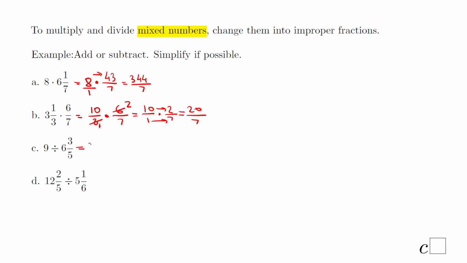First of all, I will keep the 9, change the division. In fact, the first thing, let's change the mixed number into an improper fraction. So we have division here, and we have 6 times 5, 30, plus 3, 33 over 5. Now we can do what I want to do, 9 times 5 over 33. Okay, I can put a 1 here. Don't really need that. Now I notice we can simplify here. 9 and 33, they are divisible by 3.